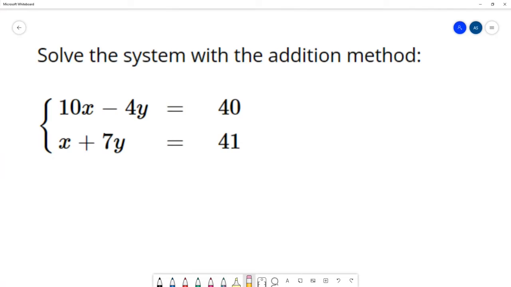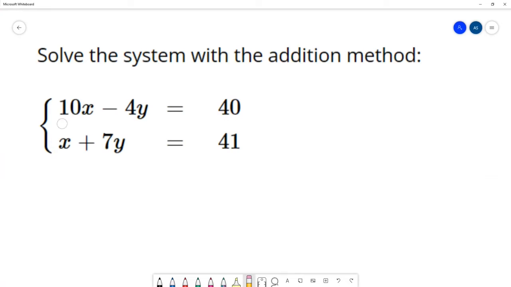Once we've done that, we want to decide whether we're going to eliminate the x or the y. And you can eliminate either variable, but sometimes one is easier than the other. So in this example, this x has a coefficient of 1, and that makes the process a little bit simpler. So we'll eliminate x.